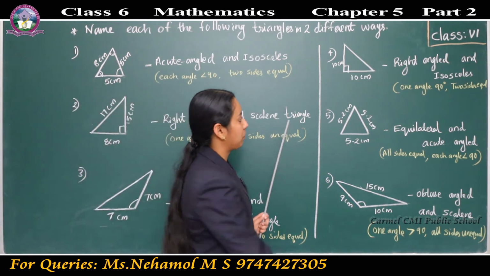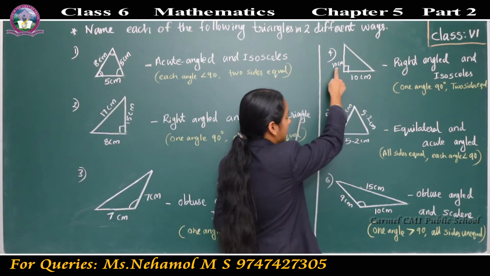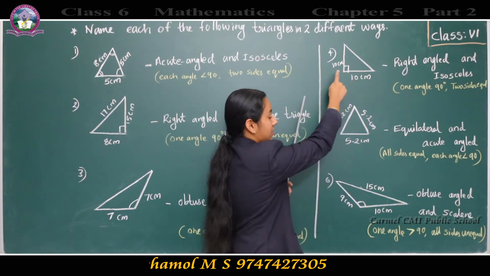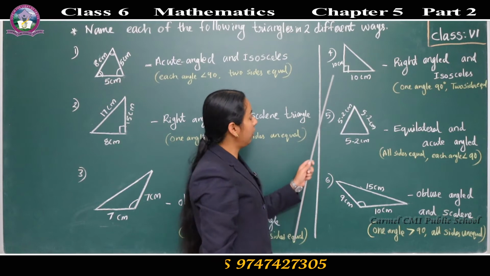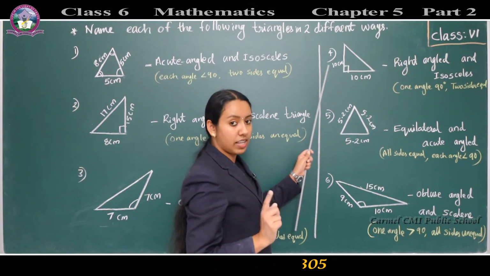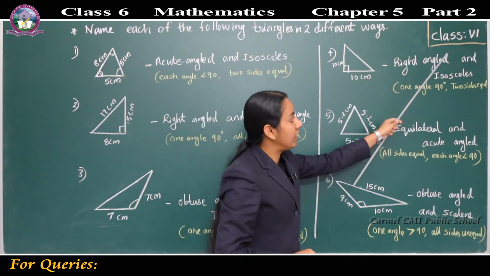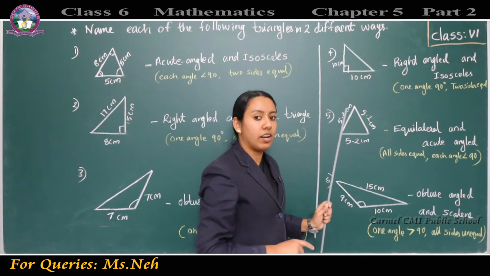Then fourth one, two sides are given, 10 centimeter, 10 centimeter, and here one right angle is also there. Then this is a right angled triangle, as well as two sides are equal, so isosceles triangle. Right angled and isosceles triangle.